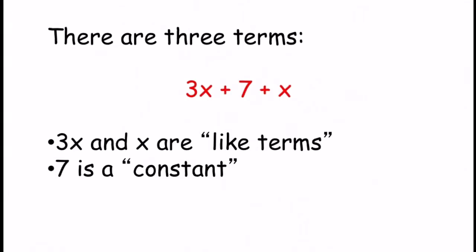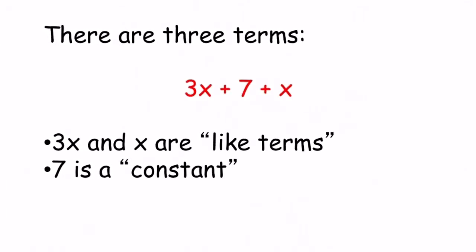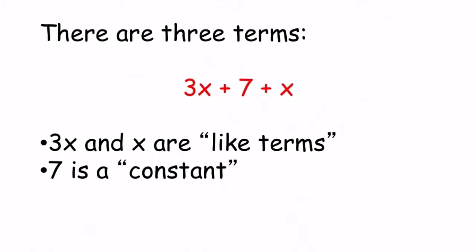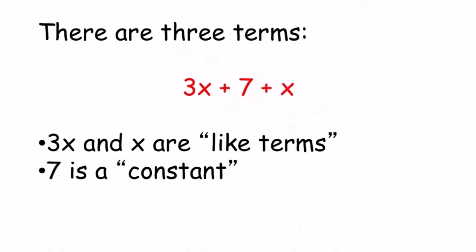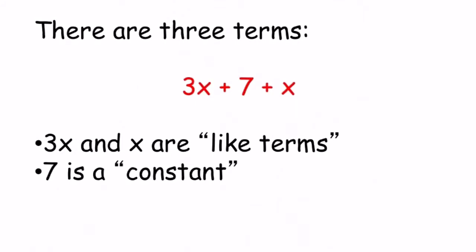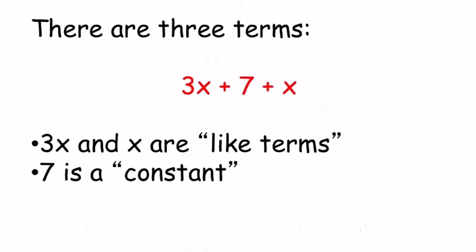And if you were wondering what a term is, if you look at this expression here, you've got three terms. 3x is a term, 7 is a term, x is a term. And you can actually combine like terms, like the 3x and the x. Since they both have an x in them, you can actually put them together.